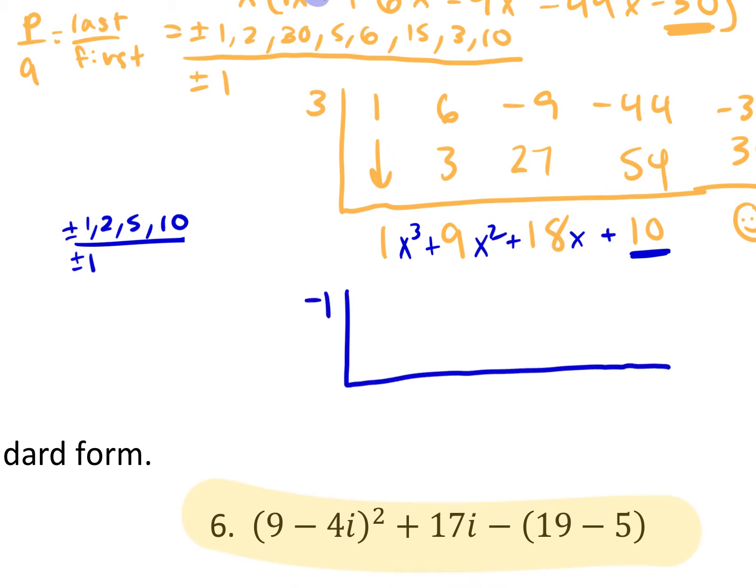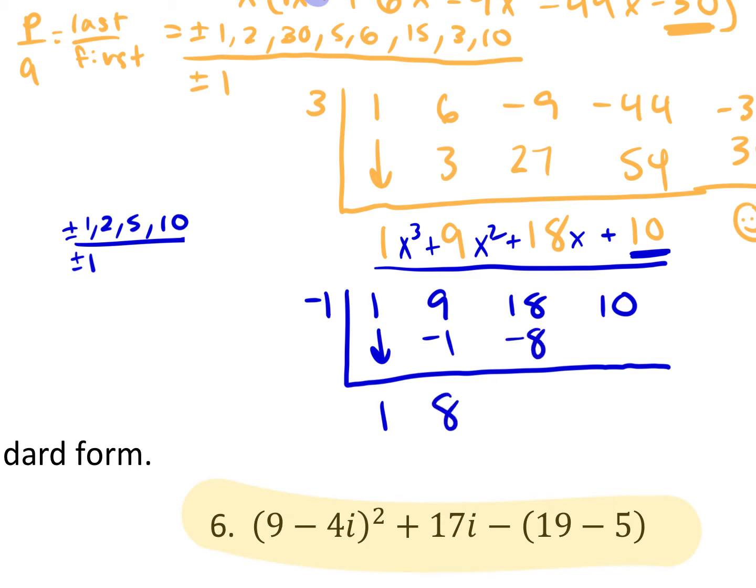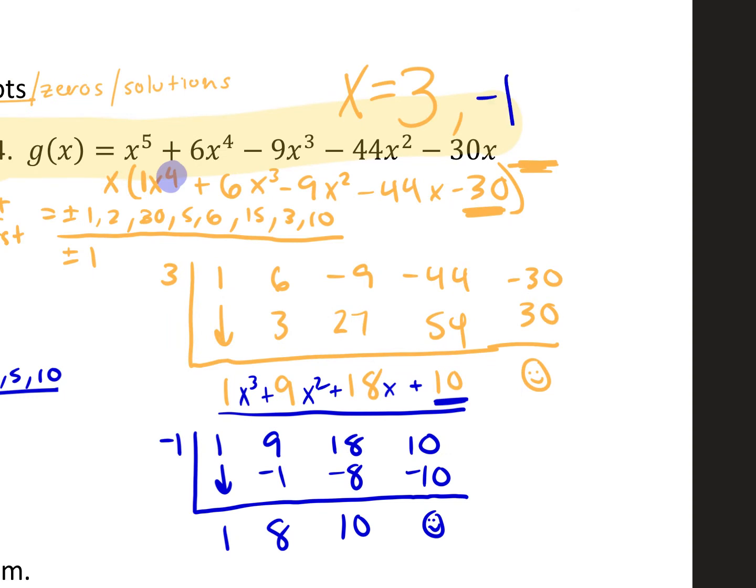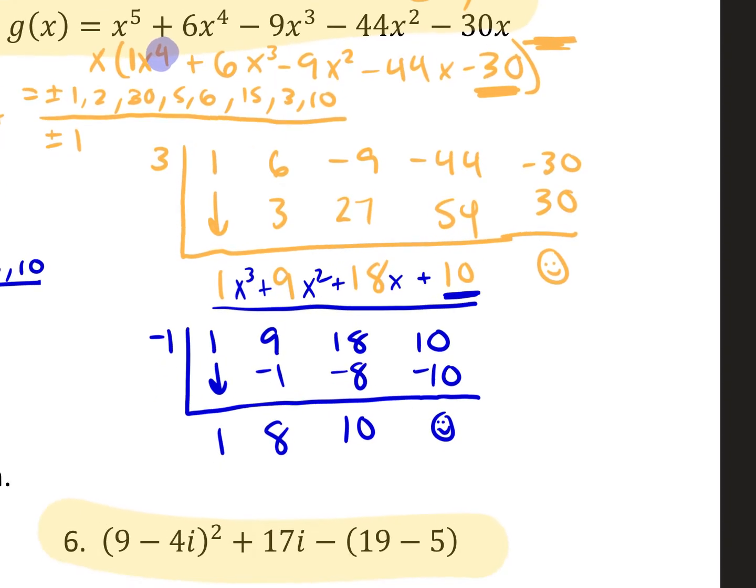-1. So inside my box, I'm going to put all the new coefficients that I have here. So 1, 9, 18, and 10. Drop down the 1, multiply, add. This would be 8, multiply, -8, add, 10, multiply, -10, add. We get 0. Yay, so -1 works. So I'm going to add that to my list of roots up here. Now, since this started with an x cubed, my answer now is going to start with an x squared. So x squared plus 8x plus 10.